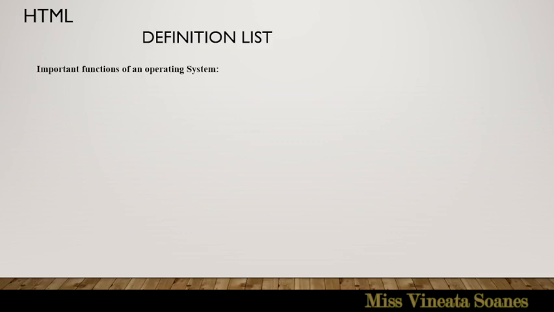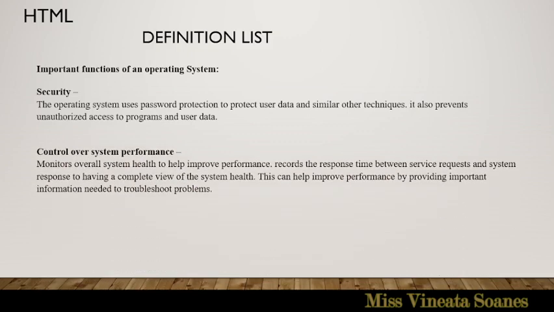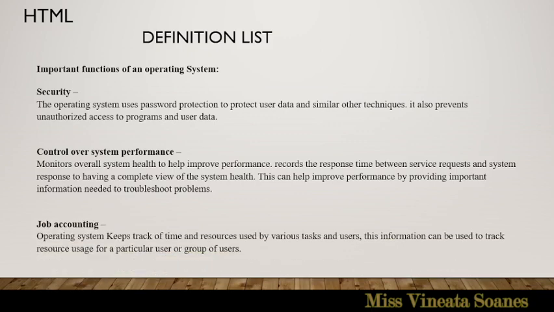So there are many important functions that can come in this way, where a heading is given, like in this case I'm giving security, and then we describe it. What function does the operating system have to do with security? So the definition is given. For this kind of text, you can always go for a definition list. The second one is control over system performance, with its definition, and the third one is job accounting. This is just a heading, and then you have a description about it.